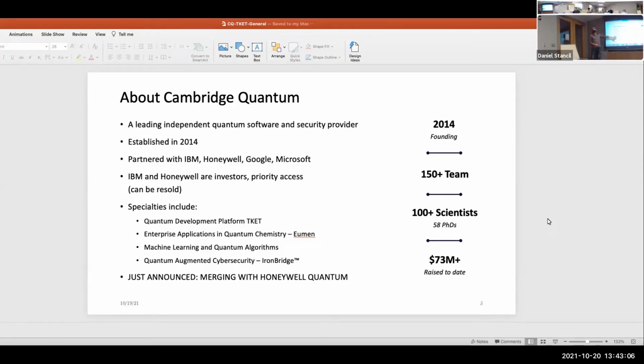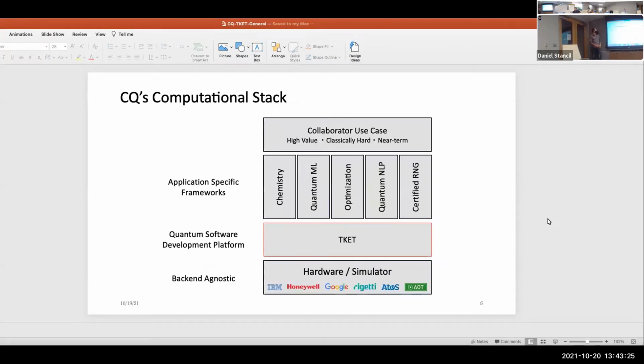So in terms of the type of quantum software that we develop, there's 4 different areas here. So there's the quantum development platform called Ticket. There's our chemistry application called Human. There's machine learning and also natural language processing. And then finally, our cybersecurity division. So I'll briefly mention each of these in turn.